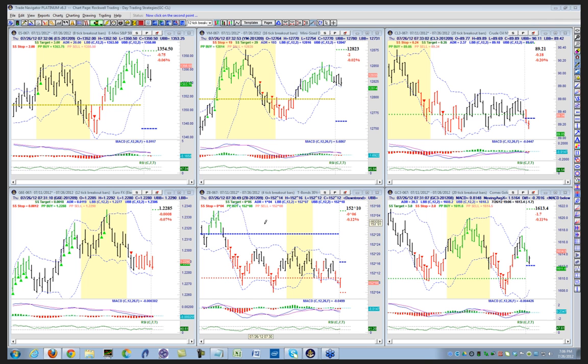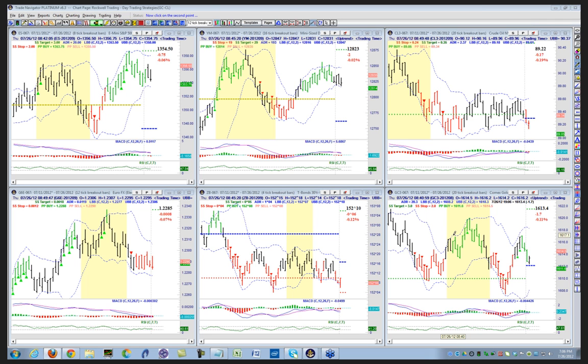In the lower middle, you see the bonds, and we recently have also been looking at the notes. And in the lower right, you see the gold market. So these are the markets that I like to watch and I like to trade. And the setup that we use here are range bars.